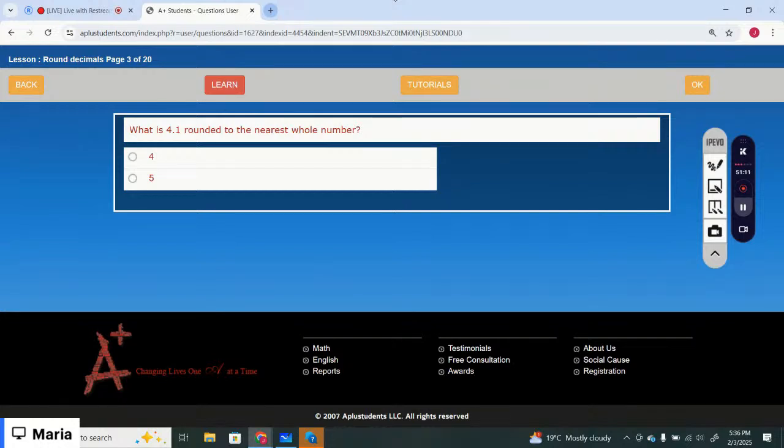What is 4.1 rounded to the nearest whole number? The correct option is 4. Option number 1 is the correct option.